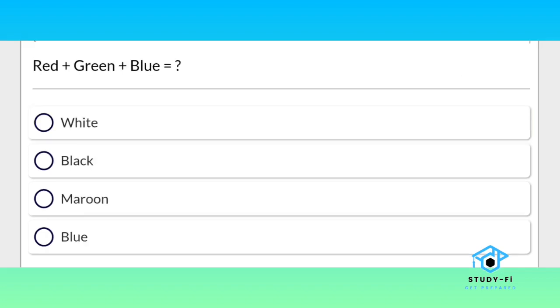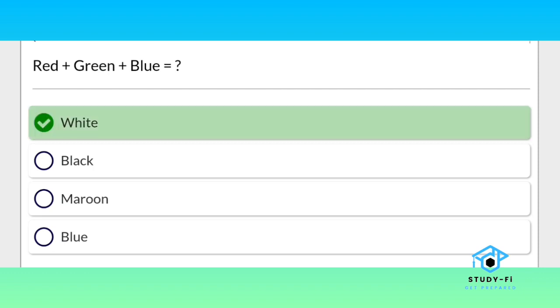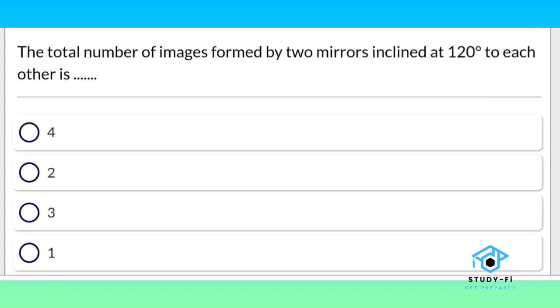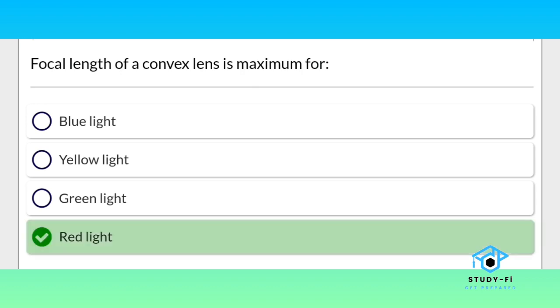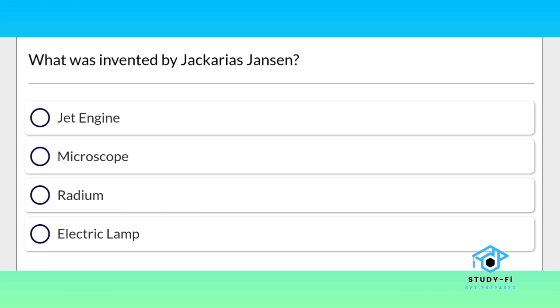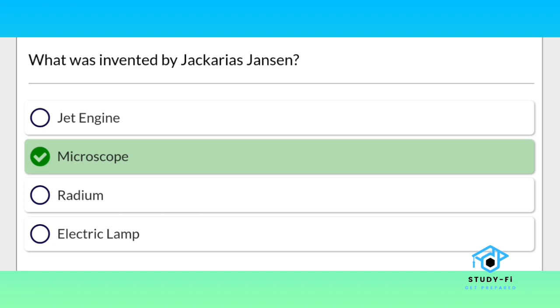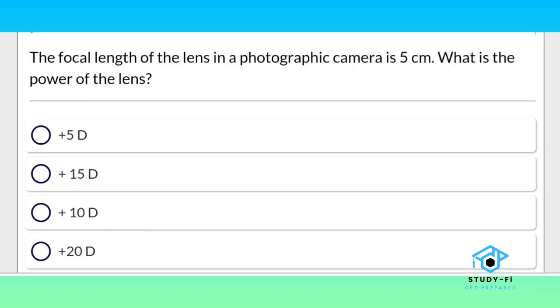Red. Red plus green plus blue is equal to which color? White. The total number of images formed by two mirrors inclined at 120 degrees to each other is 2. The focal length of a convex lens is maximum for red light. What was invented by Zacharias Janssen? Microscope.